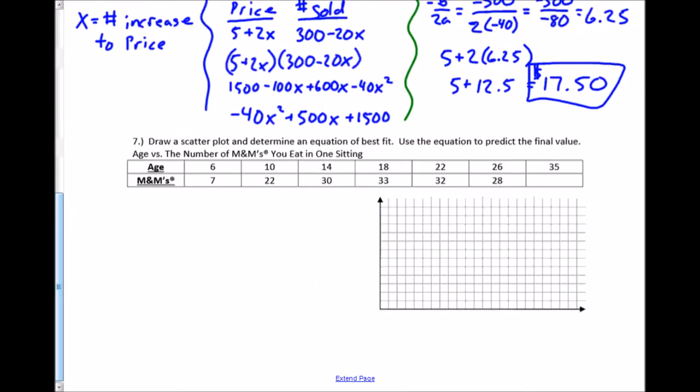Number 7 here, I'm going to set up a scatter plot essentially. So I'm just going to plot each of these values. So I'm going to put my age down here. I'm going to put the M&Ms over here. So the age, I got to start somewhere around 6 and get somewhere to around 26. So I'm going to do 6, 8, just counting by 2s.